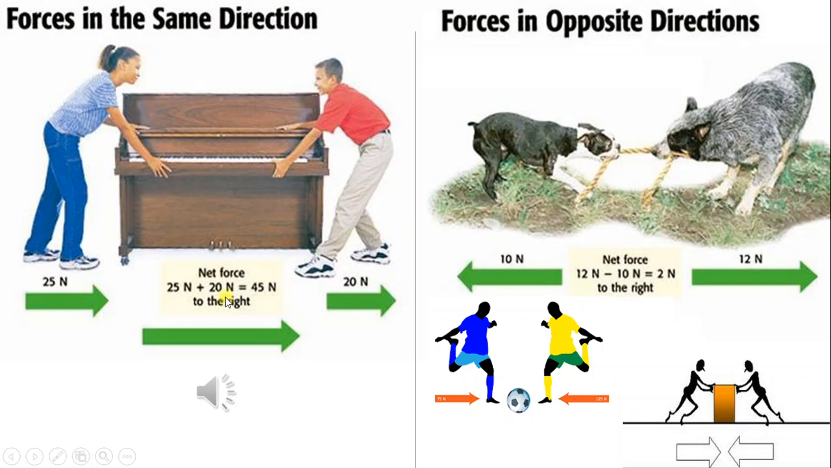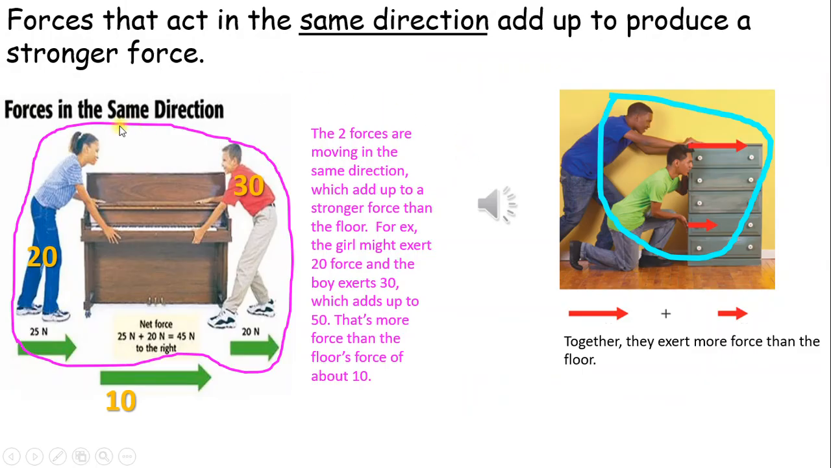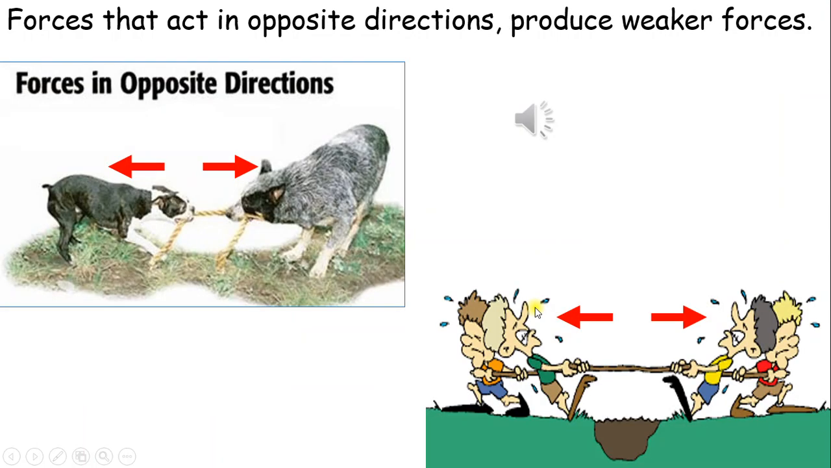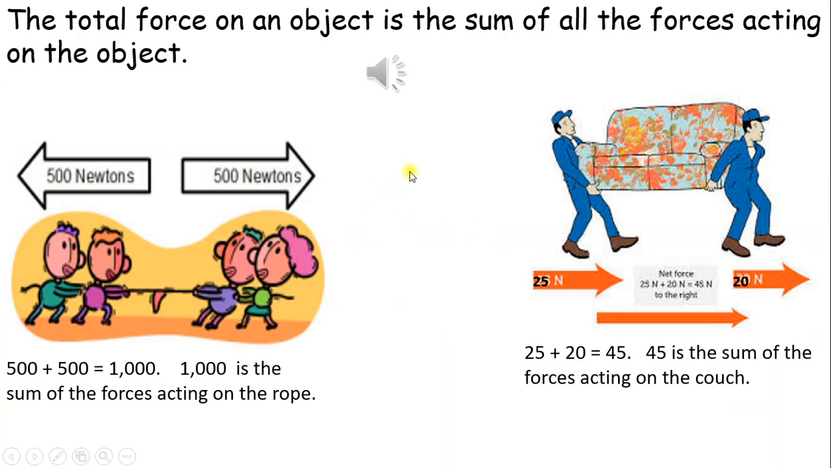Two people moving the piano to the right is an example of forces going in the same direction. Two dogs playing tug-of-war is an example of forces moving in opposite directions. Forces that act in the same direction add up to produce a stronger force. Forces that act in opposite directions produce weaker forces. The total force on an object is the sum of all the forces acting on the object.